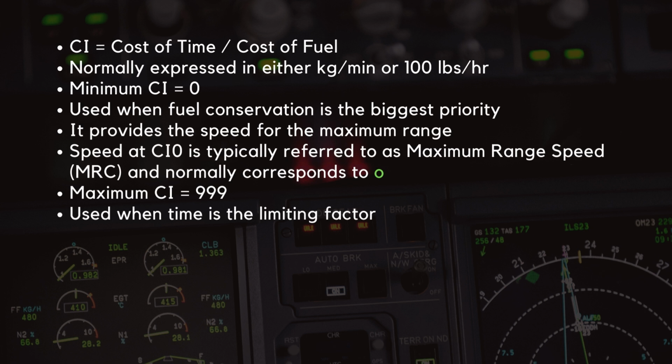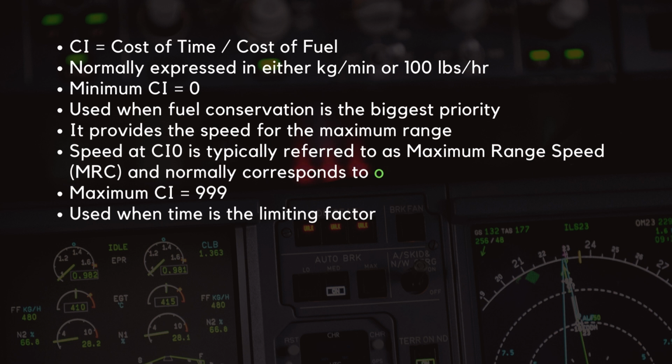The cost index is defined as the ratio between the cost of time and the cost of fuel. It is normally expressed in either kilograms per minute or hundreds of pounds per hour. The minimum cost index value is 0. This is used when fuel conservation is the biggest priority. It provides the speed for the maximum range.